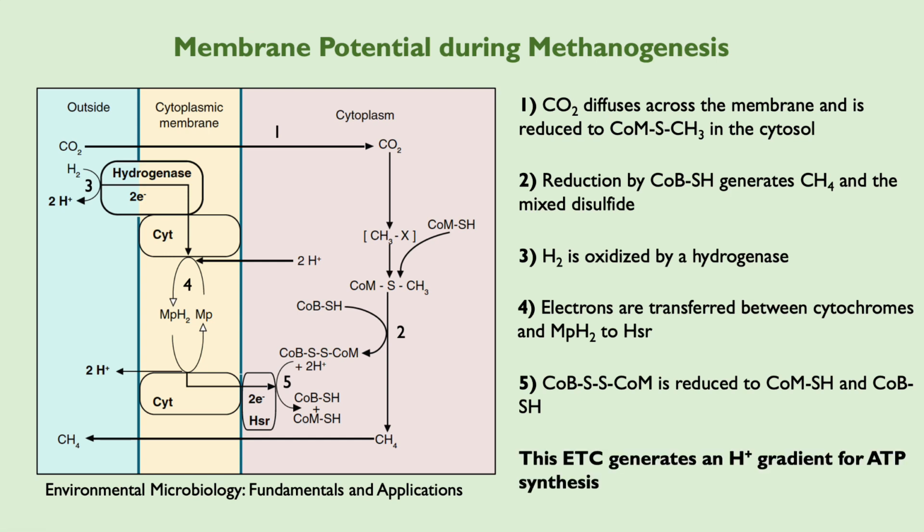And so significantly, this system functions as an electron transport chain to generate a proton gradient across this cytoplasmic membrane. In this case, we had 2 protons consumed to form formyl methanofuran. 2 protons are also consumed to reduce MPH2 and then also released into the extracellular space, or outside of the cell. And we also had 2 protons generated here through oxidation of molecular hydrogen by this hydrogenase, resulting in this proton gradient across the cytoplasmic membrane.